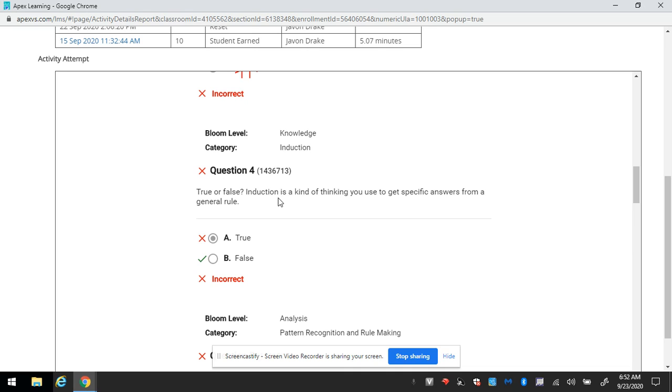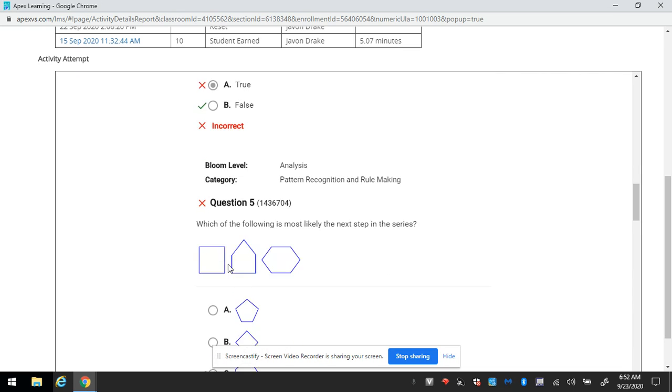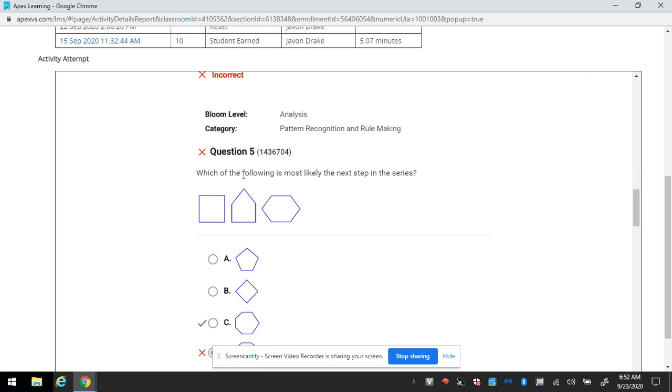This question is really confusing. So I would have even gotten it wrong. Induction is based on the thinking where you get specific answers from a general rule. That's really because the definition goes from specific to general. So I would get that wrong too. But the specific answers, you're going to get it from general to get it to specific. So that's a really hard question. So let's go on to number 5.